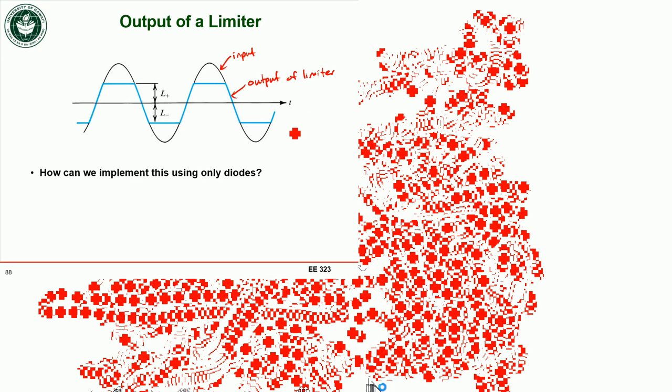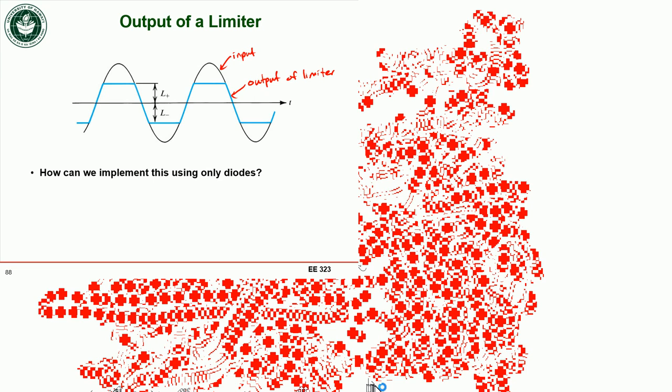So when the input voltage is higher than the limit that I set, then my output is just going to stop at that limit. Then when the input voltage goes below the limit, my output will be equal to the input. And then when my input goes below my negative limit, my output will just stop at that negative limit until the input voltage rises above that negative limit.